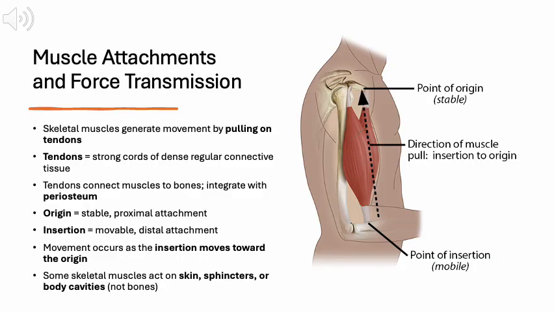Not all skeletal muscles attach to bone. Some insert into skin, like facial muscles that create expressions, or into sphincters that control body openings. This structural arrangement ensures that every contraction translates into useful motion or control.